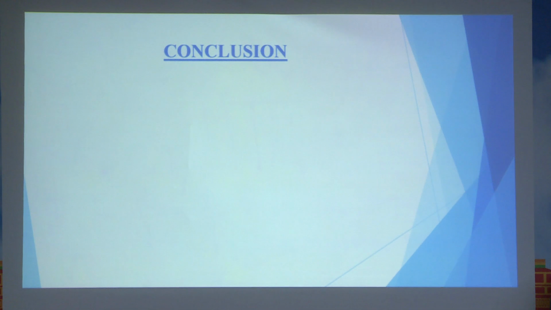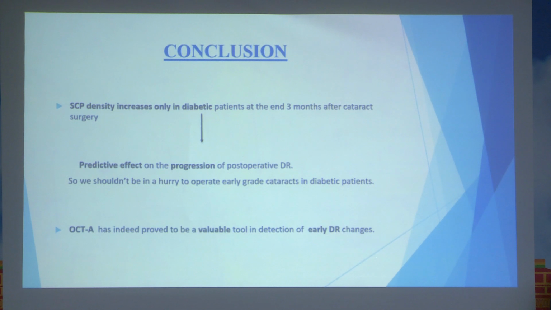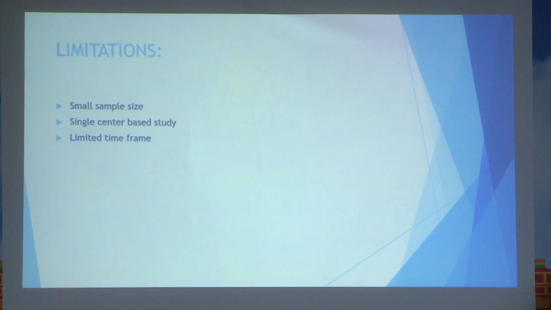So the conclusion of the study. Superficial capillary plexus density increases only in diabetic patients at the end of 3 months after cataract surgery, which may have a predictive effect on the progression of post-operative diabetic retinopathy. So we shouldn't be in a hurry to operate on early grade cataracts in diabetic patients. And OCT angiography has indeed proven to be a valuable tool in the detection of early diabetic retinopathy changes. The limitations of my study were that we had a small sample size. It was a single-center based study, and we obviously had a limited time period.